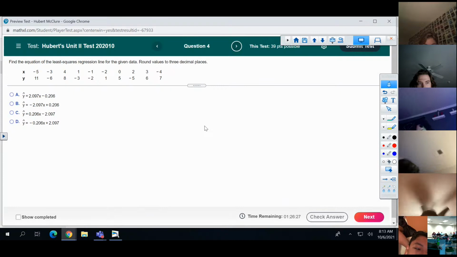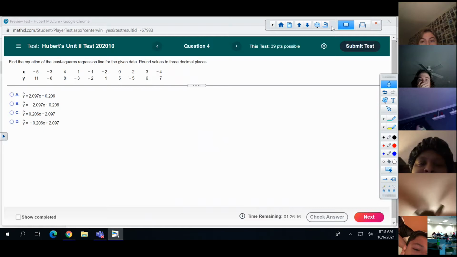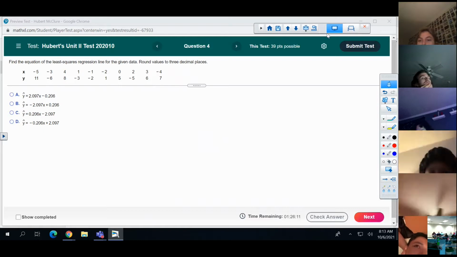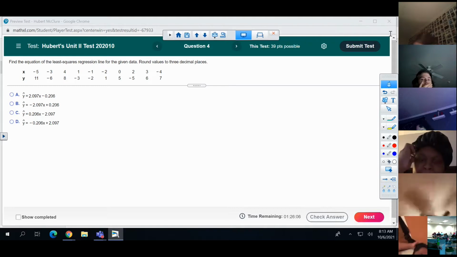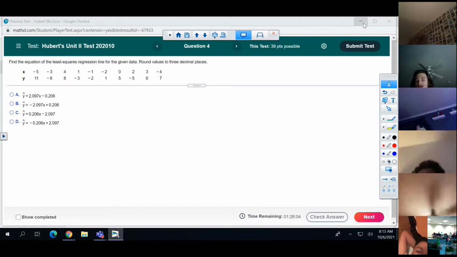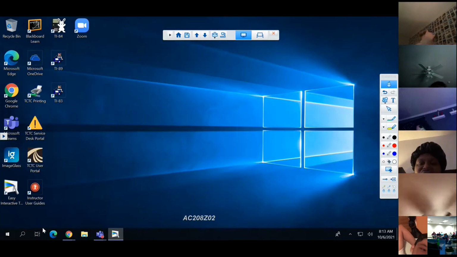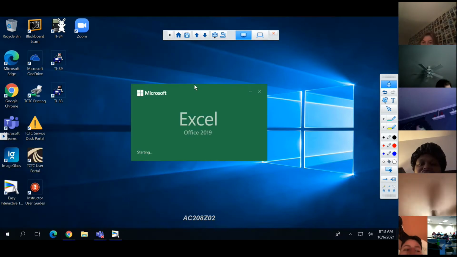All right, there's your first regression. And all they want is the equation of the line. So type those in. I cannot make it bigger, so let me pull up the handy dandy Excel spreadsheet. That's the only way I can make it bigger.